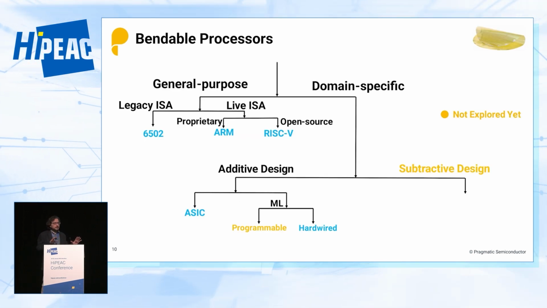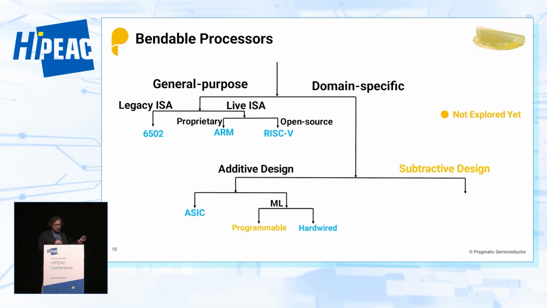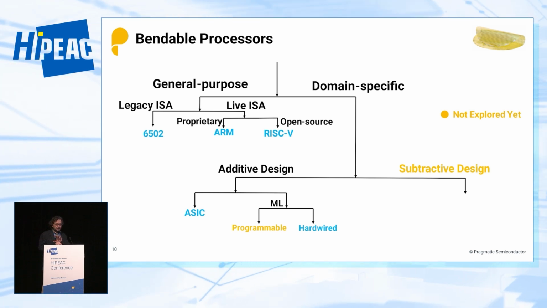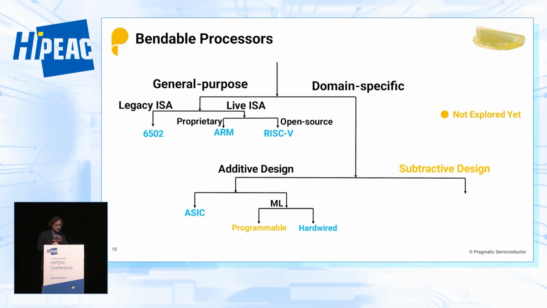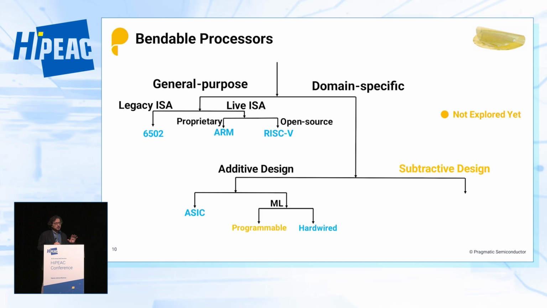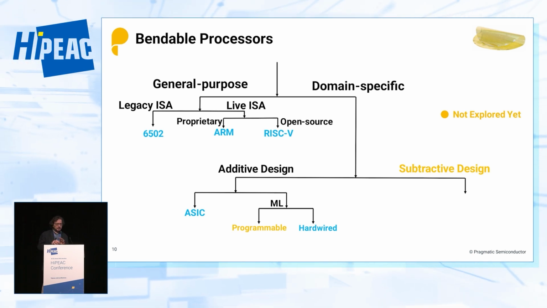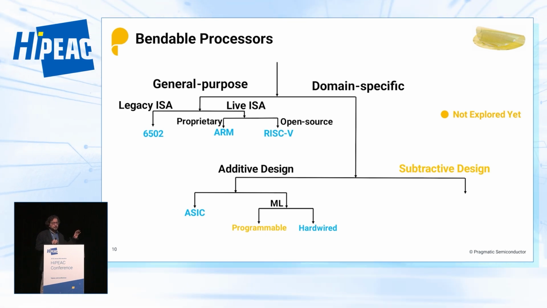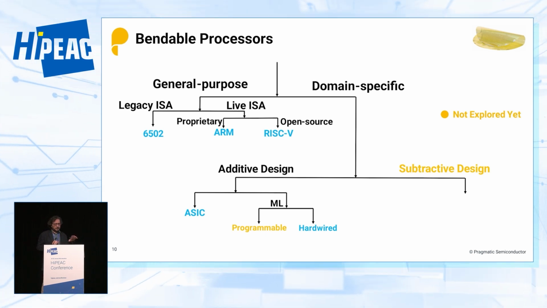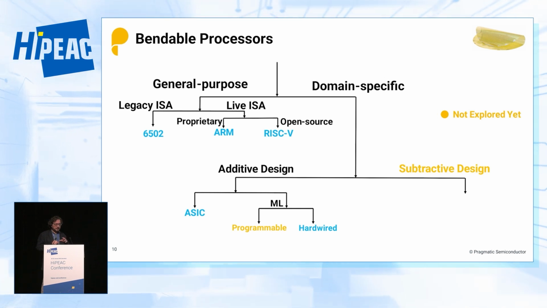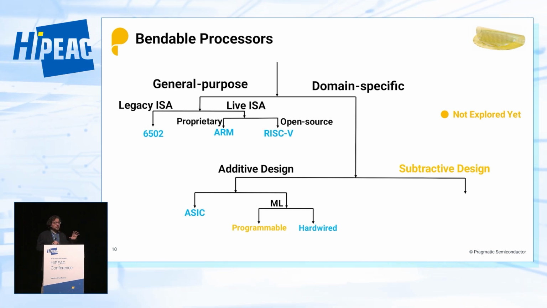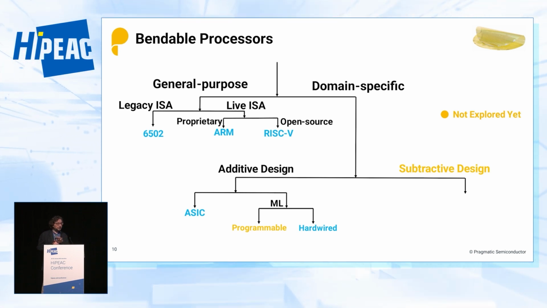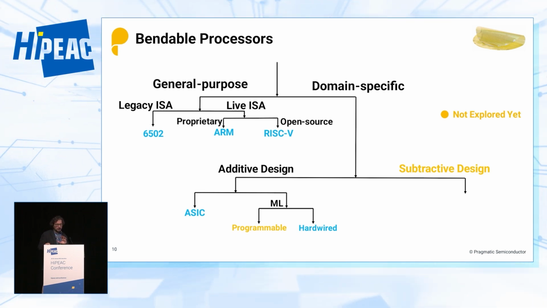Just quickly here, this is the taxonomy diagram. It shows the general purpose as well as domain-specific processing. The ones we explore at Pragmatic, along with our partners, are shown in blue. On the general purpose front, we build legacy ISA like 6502, which I will present. We build ARM processor. We build RISC-V processor, which I will talk a lot about today.